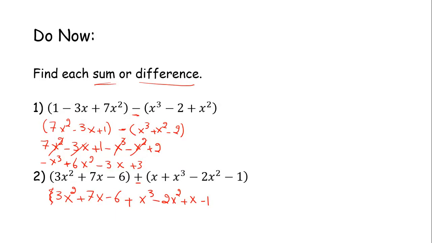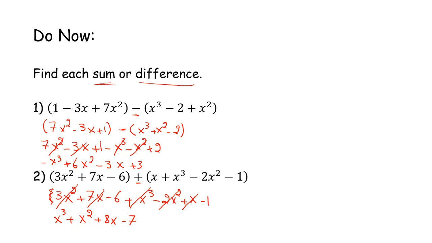Now let's combine like terms. Again, we start with the highest exponent, which is x cubed in this case. 3x squared minus 2x squared will combine to positive x squared. A 7x and an x will combine to 8x. And finally, negative 6 and negative 1 will combine to a negative 7. Good. Hope you got this one.